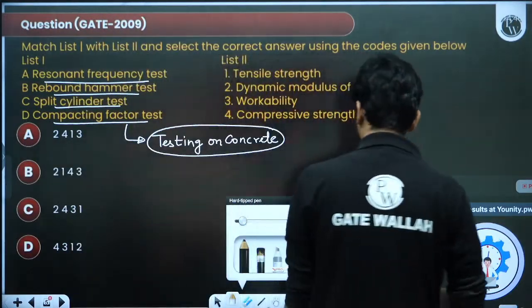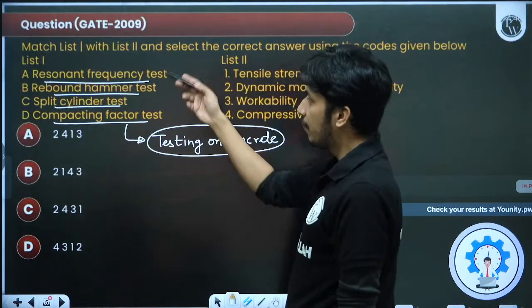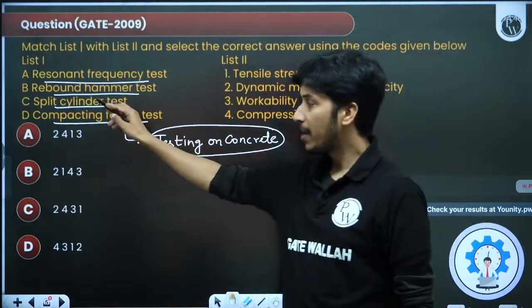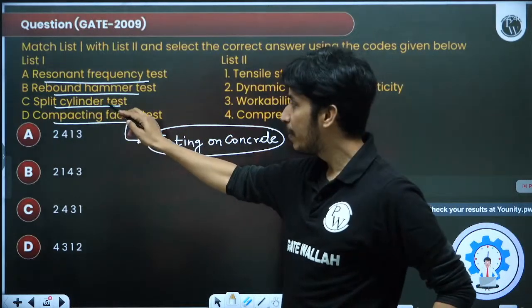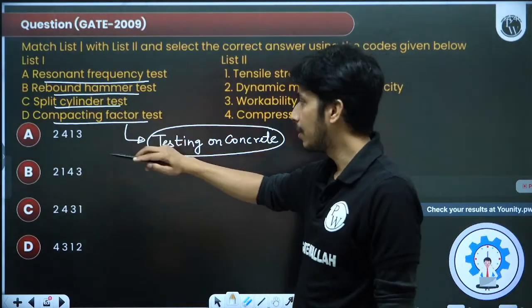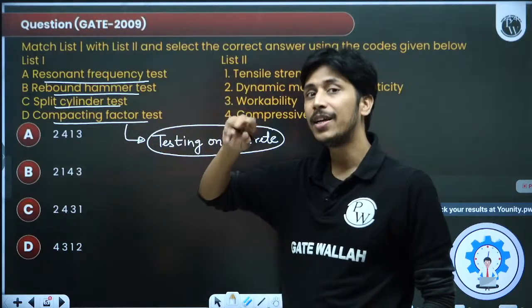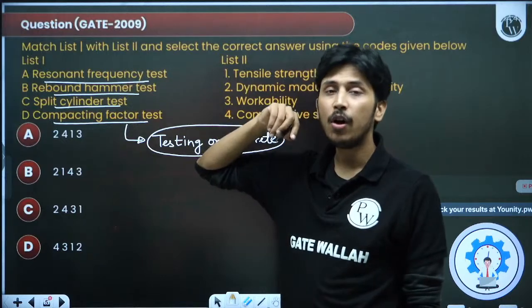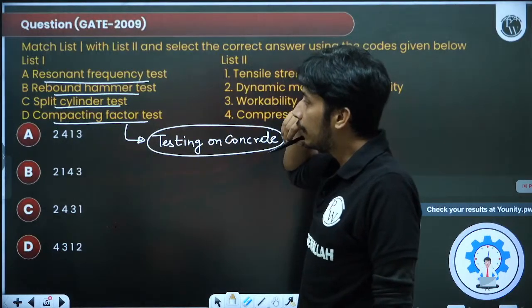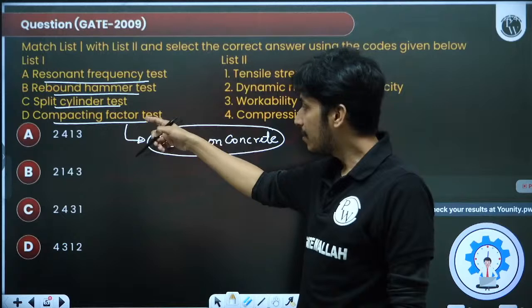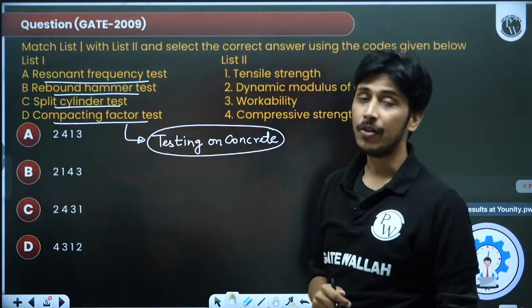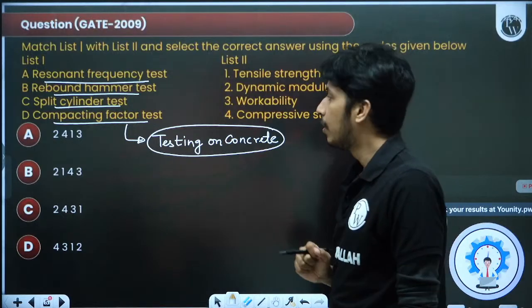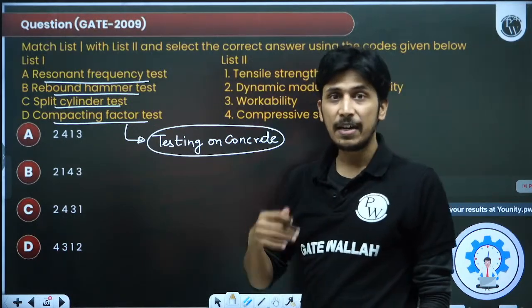There are some non-destructive tests like your resonant frequency test and rebound hammer test. You don't require to break the sample. But split cylinder test is the destructive test. It needs to break the sample to give the test result. And compacting factor test is the test on the green concrete. The first three tests are for hardened concrete, but the last test was for the green concrete. Green concrete means fresh concrete. When you are mixing the concrete, immediately after mixing, you are doing this test.